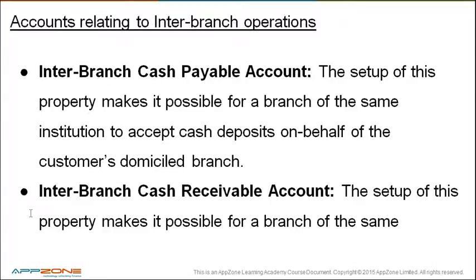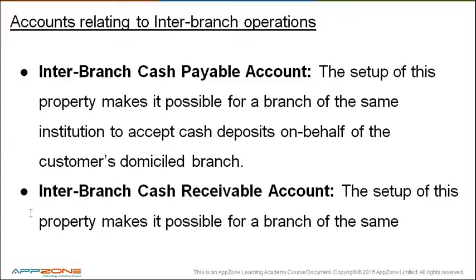Picking them one by one, the interbranch cash payable account. The setup of this property makes it possible for a branch of the same institution to accept deposits on behalf of the customer's domiciled branch. What we are trying to say here is that a branch A customer can decide to walk into branch B to make a cash deposit. This is possible because an account called cash payable account has been set up on the system.